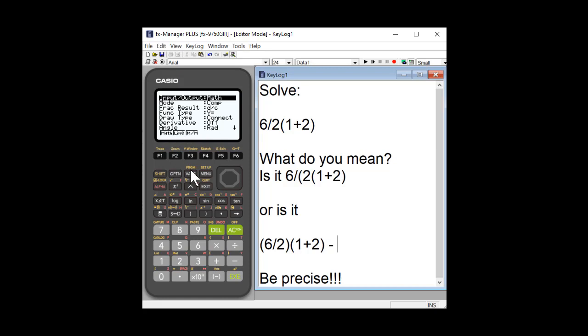The default is math, so we're going to hit exit and go back to this. And let's say I enter the problem that's been given to me. There's no real clarification. I want to show you what happens in this calculator. So when I hit 6 divided by 2, parentheses, 1 plus 2, and I hit execute to solve, I would like to show you that this calculator automatically puts in parentheses to tell you what it interpreted the problem to be.